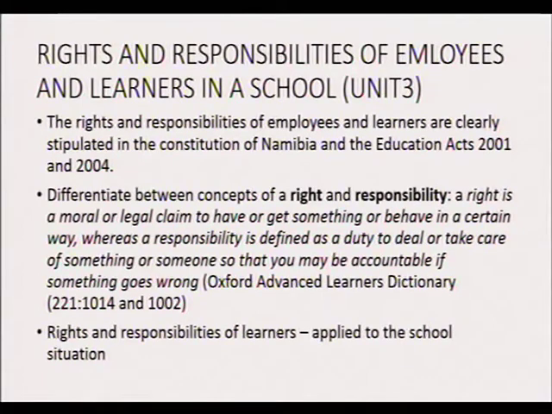According to the Oxford Advanced Learner's Dictionary, a right is a moral or legal claim to have or get something or behave in a certain way, whereas a responsibility is defined as a duty to deal with or take care of something or someone so that you may be accountable if something goes wrong. So you cannot have only the rights and not have the responsibility. A child has the right to go to school, but has the responsibility to learn. Rights and responsibilities of learners as applied to the school context or to a school situation.